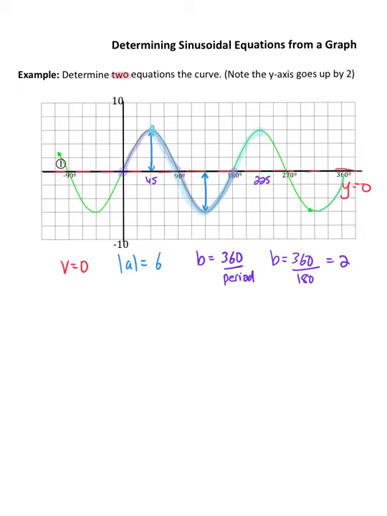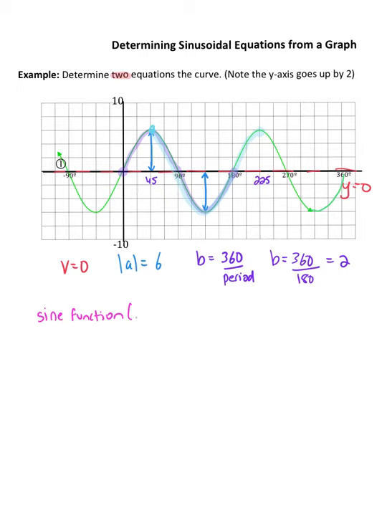Now we only have the H value left to find. This is the most challenging step and will depend on if we are modeling with a sine function or a cosine function. We will do one of each here. Again, the question does ask for 2 different equations. So let's start with the sine function.